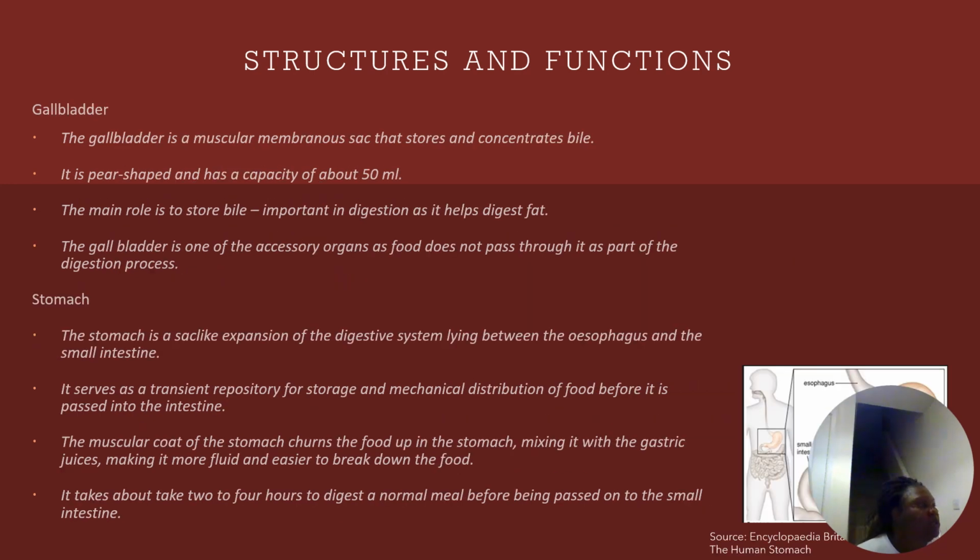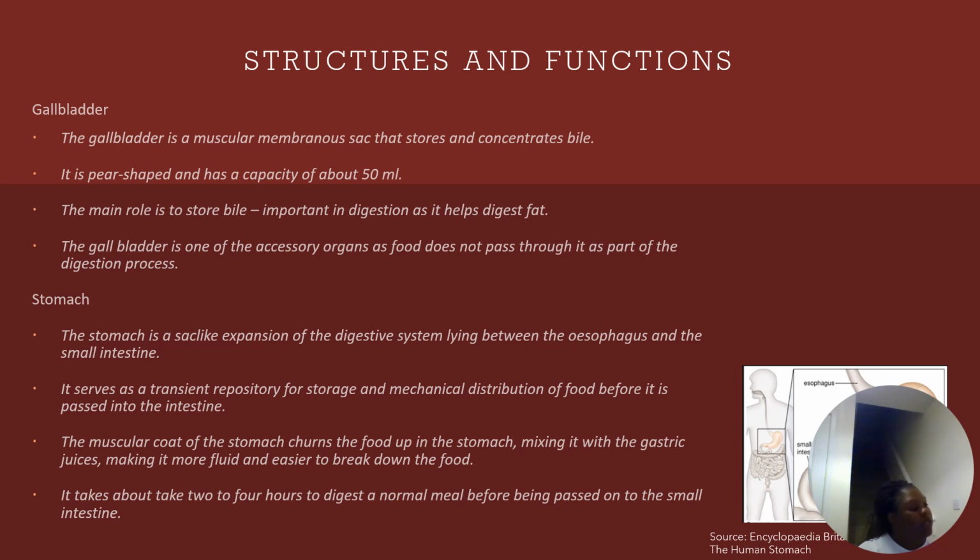The liver is one of the accessory organs as food does not pass through it as part of the digestion process. The next one is the gallbladder. The gallbladder is a muscular membranous sac that stores and concentrates bile. It's pear-shaped and has a capacity of about 50 ml. The main role is to store bile, important in digestion as it helps digest fat. The gallbladder is one of the accessory organs as food does not pass through it as part of the digestion process.